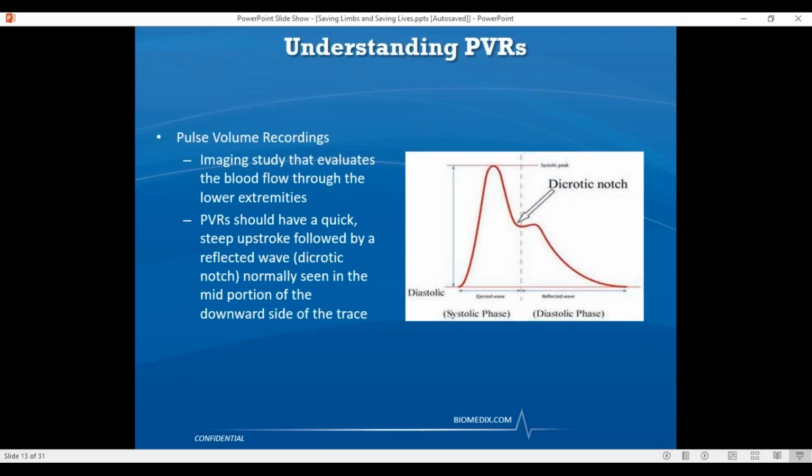Pulse volume recordings are images that evaluate the blood flow through the extremity. A normal PVR waveform is characterized by a steep upslope, a narrow peak at the top, and the presence of a dicrotic notch in the downslope.